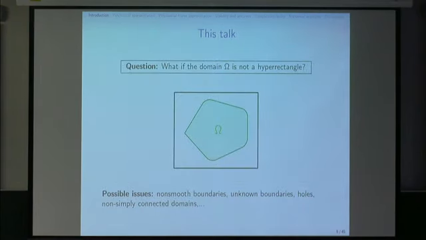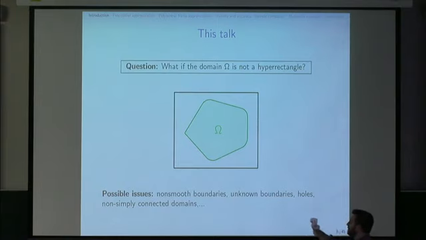Okay, so this talk, what is this talk about? This talk is primarily motivated by the problem of saying, suppose now my domain is not a hyperrectangle, but I still want to compute a polynomial approximation. What can I do? And of course, there are all sorts of issues that we might have to face.